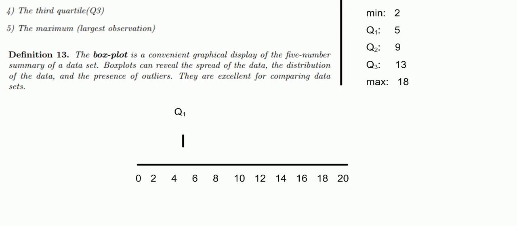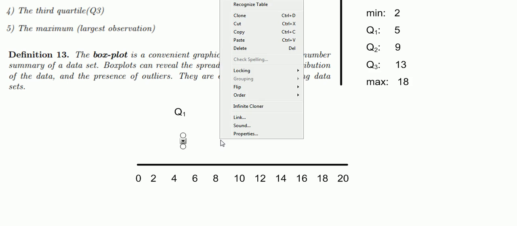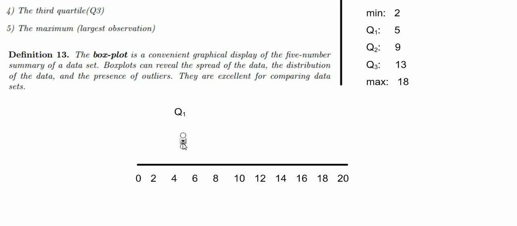Okay. Then we're also going to put a vertical line at Q2, so I'm just going to copy and move this over. Whoops. Well, I'll just draw another one at 9, so 9 looks like it's right about here. Right. And then we're going to do one at 13. Okay. And then we're going to connect these to make a box.